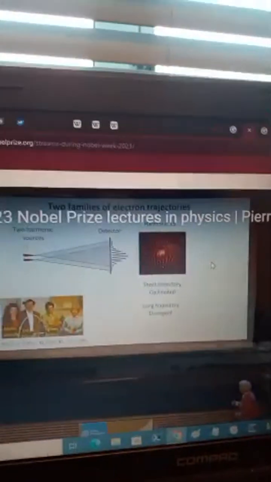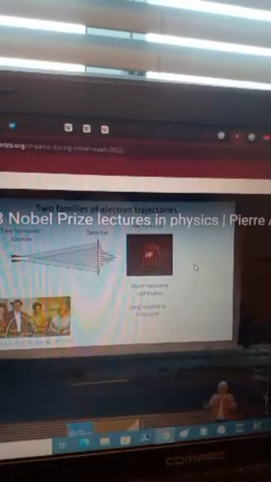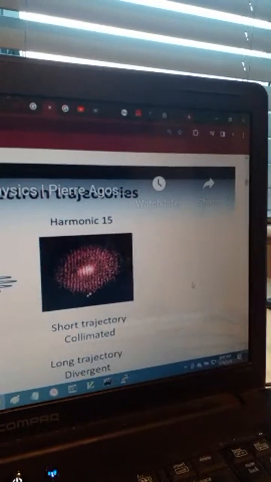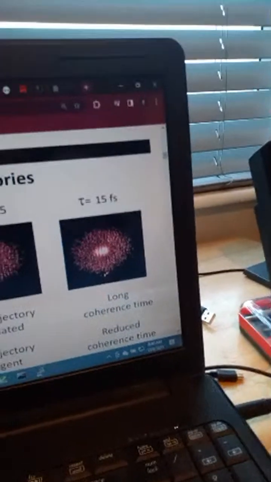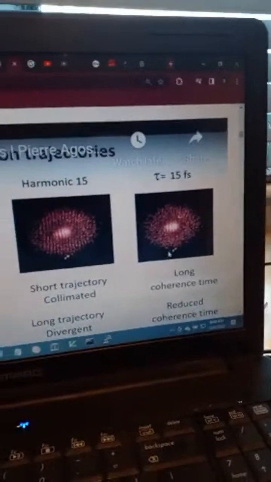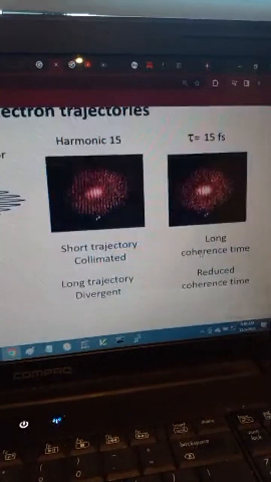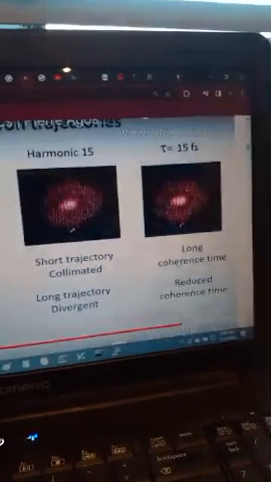What you can also see in this picture is that there are now two contributions. There is collimated radiation and a more divergent contribution, which we could identify as the contribution from the short trajectory and from the long trajectory. Now we could also delay one of the sources relative to the other and look at what happens to the interference fringes. And you see that in this case, the interference is still present for the collimated radiation while it is gone for the more divergent contribution, which shows different properties of these two contributions, short and long trajectory.